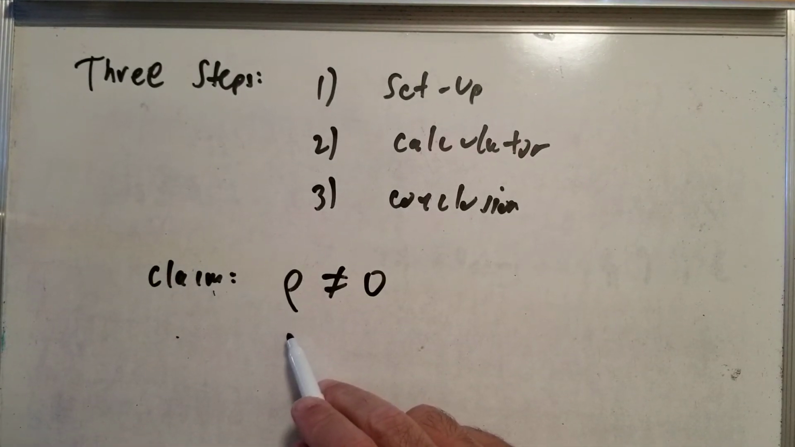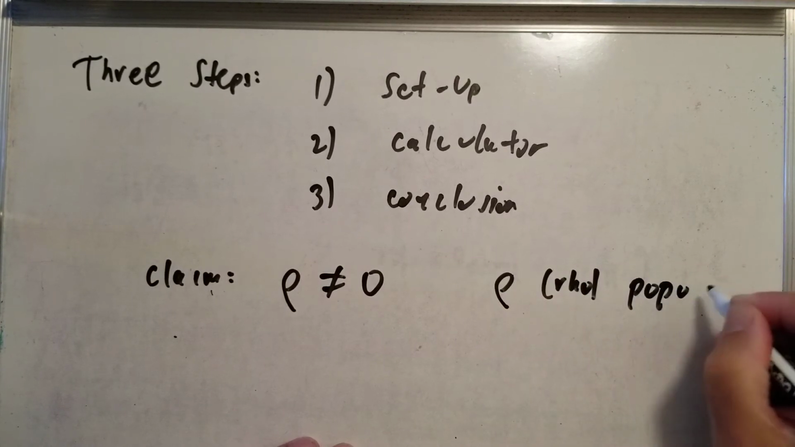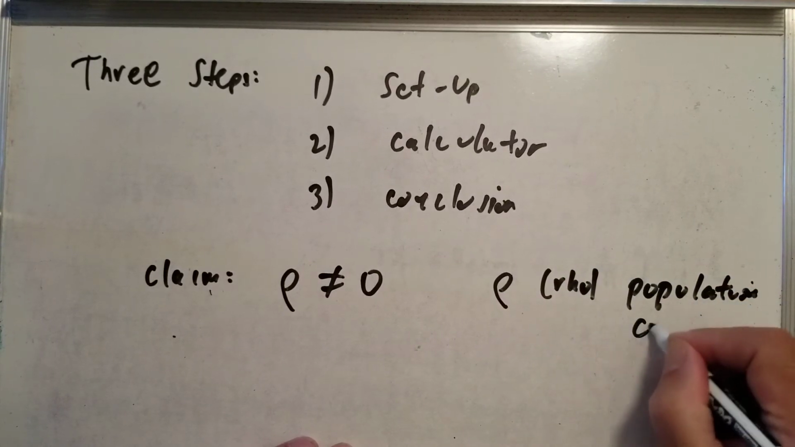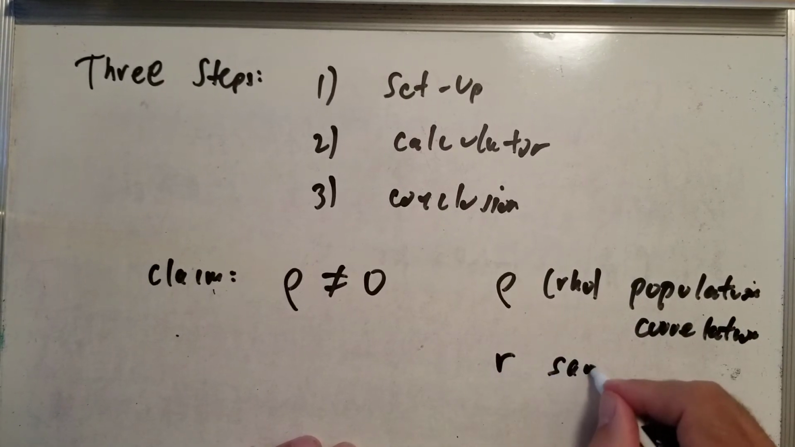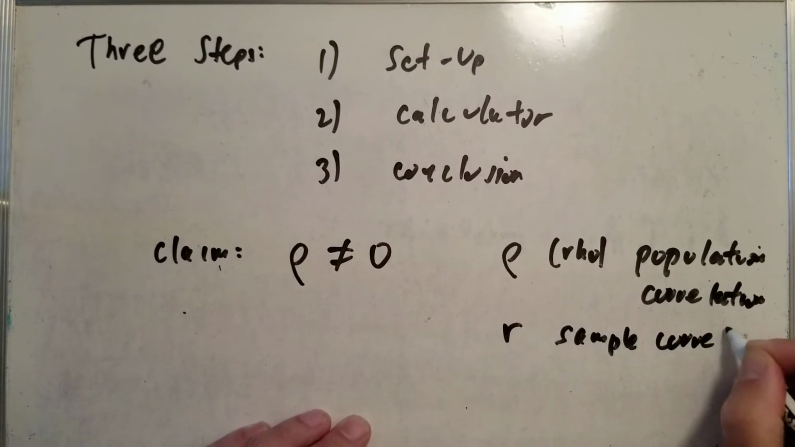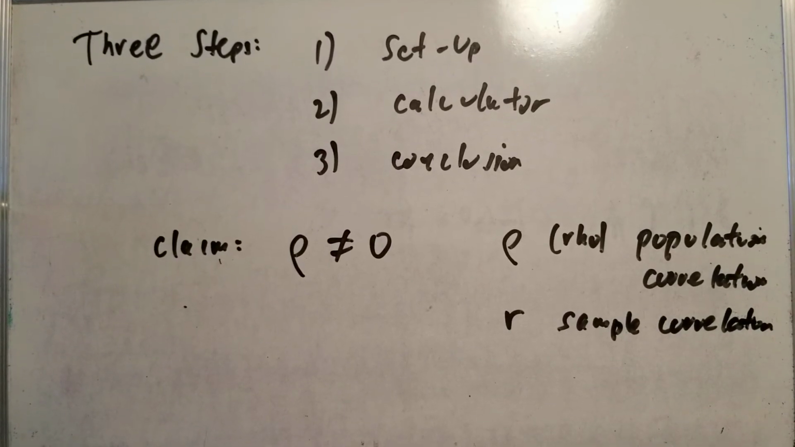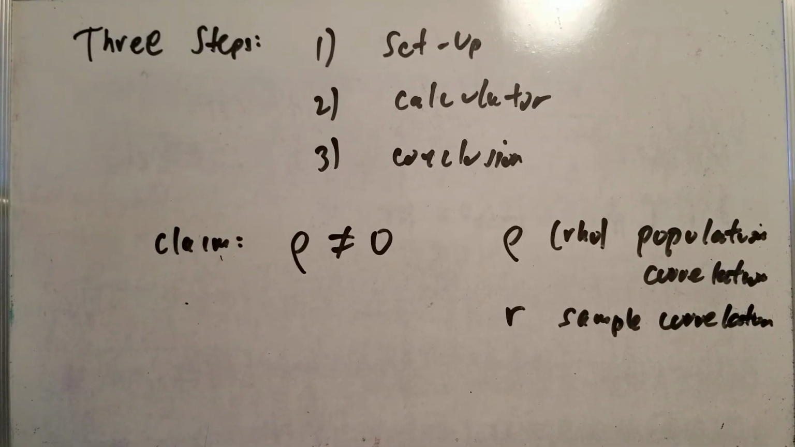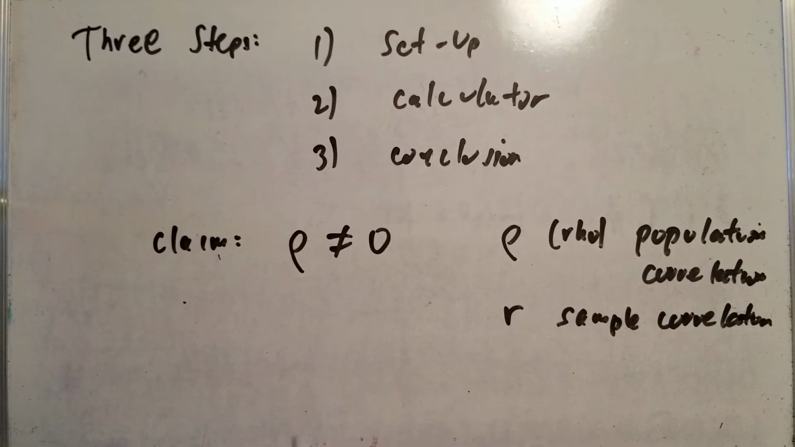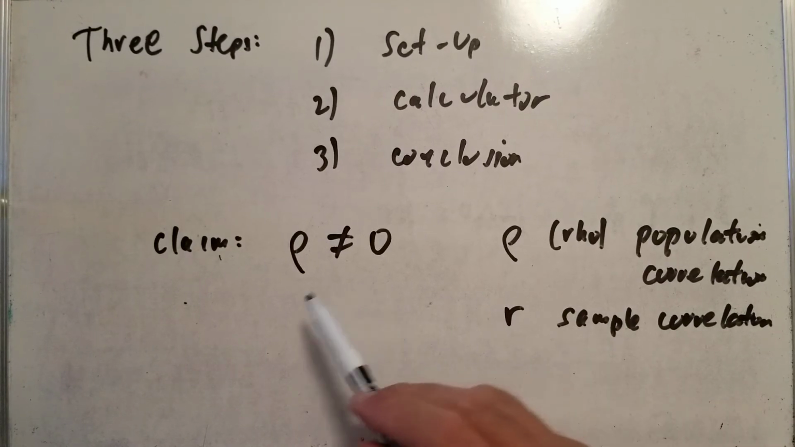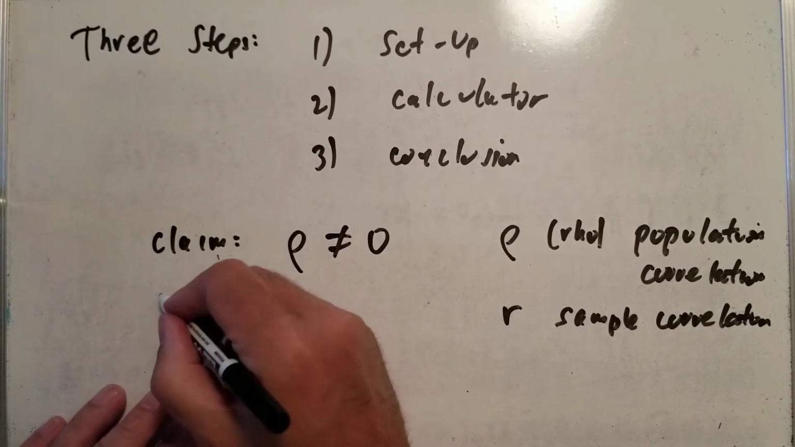Rho, that's the Greek letter rho, is population correlation. Whereas the letter R is sample correlation. And so the question about these points that I gave you: do they come from a population that has linear correlation? So remember, with linear correlation, rho is either close to 1 or close to negative 1, which means if there's correlation, rho is not 0.